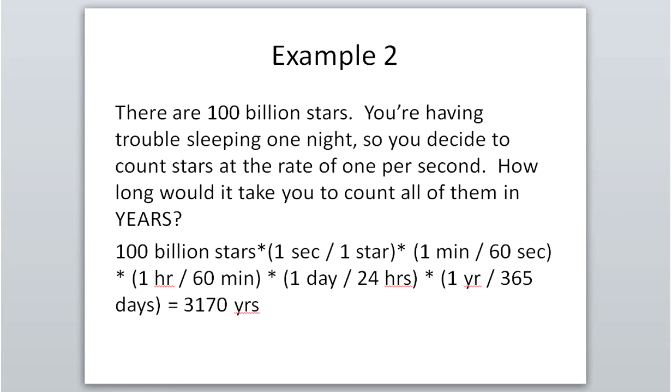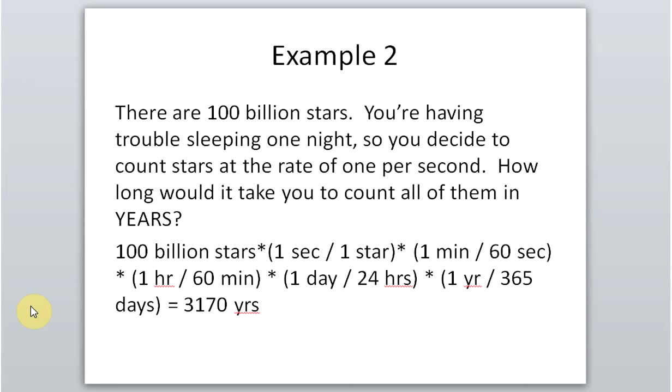Another example, let's say that there are 1 billion stars in the galaxy, and you're having trouble sleeping one night, so you decide to count stars at a rate of 1 star per second. You want to know how long would it take you to count all of them in years. And this is a really great problem because it's tying in the unit conversion that we did last week along with the really big numbers that we're talking about today. So start with what you know. You know there's 1 billion stars. And you're counting them at 1 star per second.